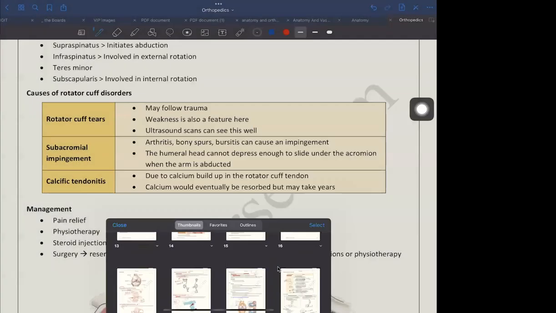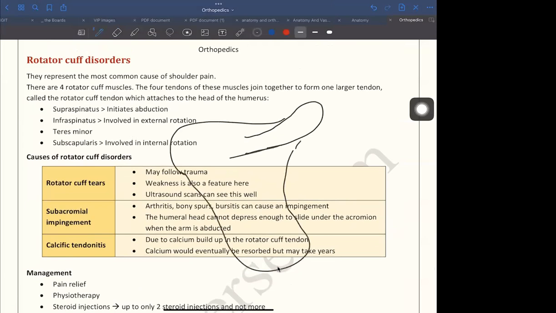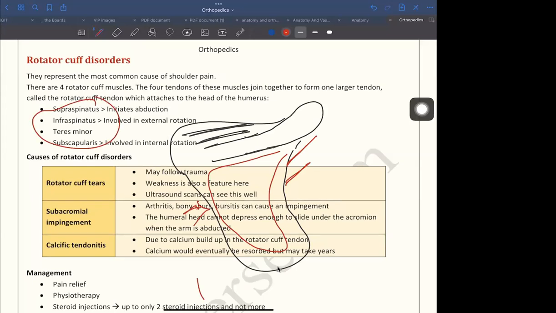Rotator cuff tear. The rotator cuff are 4 muscles that, if you remember my diagram for the scapula, this is the spine, that's the scapula right here. So here you have a muscle called supraspinatus, right? And here you have a muscle called infraspinatus. You have here another muscle called teres minor. And on the other side, there is something called subscapularis. These are called the rotator cuff muscles.